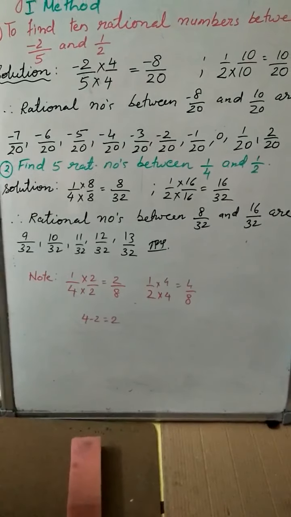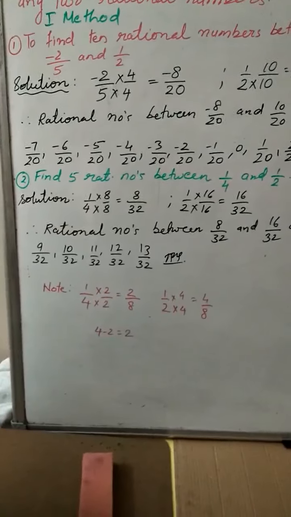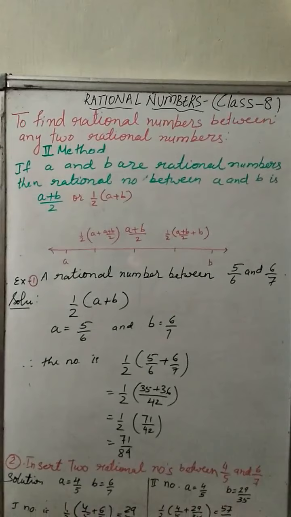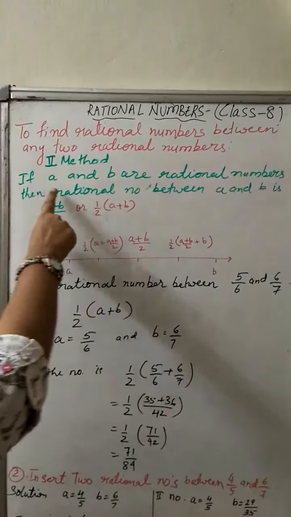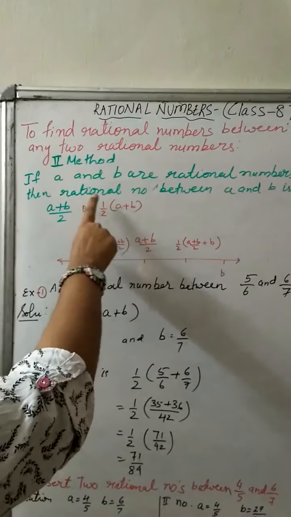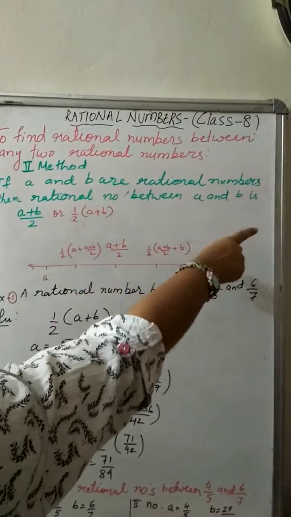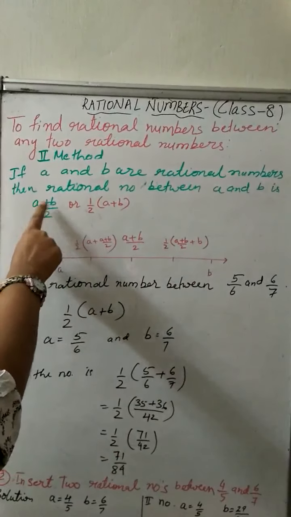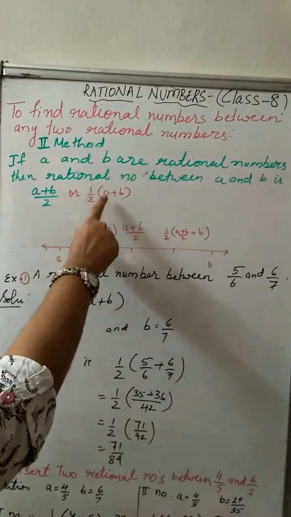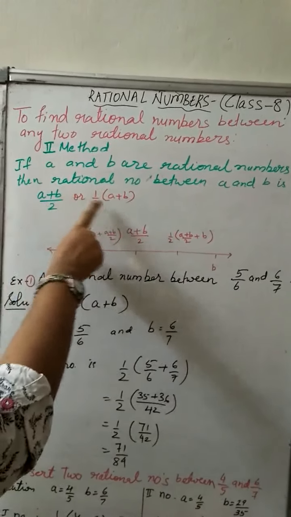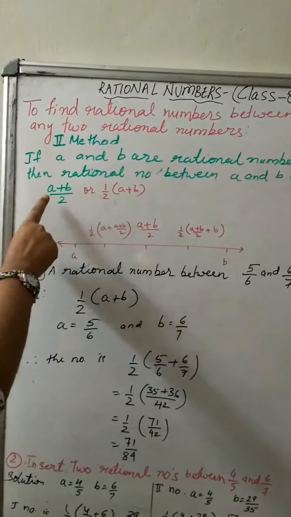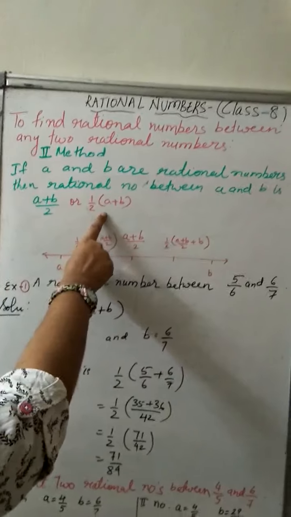Now we are going to learn the next method of finding a rational number between any two rational numbers. We are going to discuss the second method. Suppose A and B are rational numbers, then the rational number between A and B is given by (A plus B) by 2. The same can be written as 1 by 2 in brackets A plus B. Both are equal, so you can write it like this and you can write it like that also.